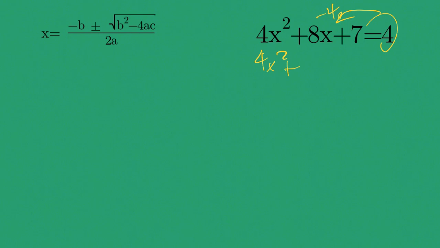4x squared plus 8x, 7 minus 4, positive 3. So 4x squared plus 8x plus 3 equals 0. Get it set equal to 0 first, which we had some practice with the other day.